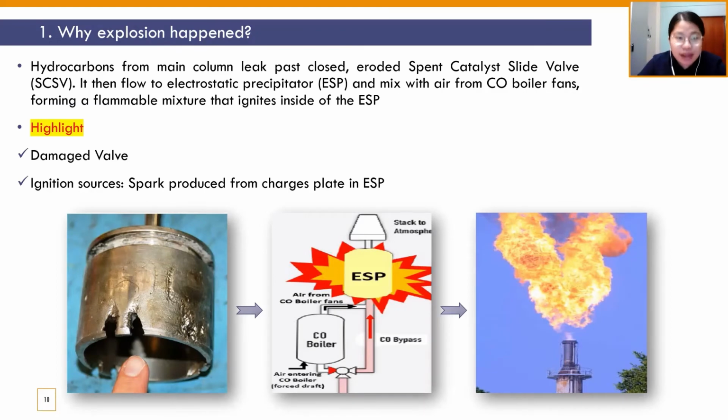To answer the first why, the explosion happened because the slide valve connecting the electrostatic precipitator and the spent catalyst line erupted and caused the backflow of hydrocarbon into the ESP unit, where it mixes with the air from the CO boiler and forms a flammable mixture. Here we identify the highlights.